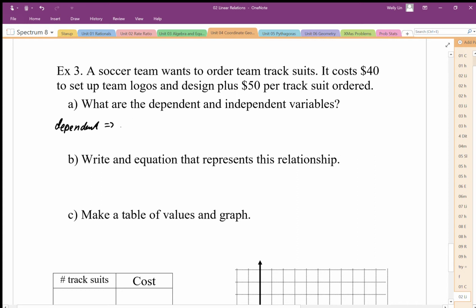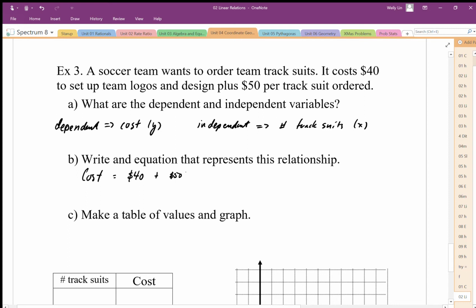Okay, and that's our y variable. So the independent must be the number of tracksuits. That's the number of tracksuits, and that's going to be your x. Okay, so what's the equation here? The cost is going to be equal. So what's involved in the cost here? So we have our initial fixed cost, $40, plus we're going to go up by $50 per tracksuit.